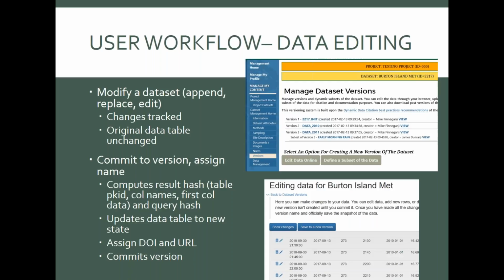The way it works is changes are tracked without affecting the original data table as you're doing that modification process. And then someone commits it to a version by assigning a name and clicking the big button, and they can't make any more changes to that state of the data. At that point, the system computes the result hash and query hash, updates the data table to a new state, assigns a DOI and URL, and then commits a version.